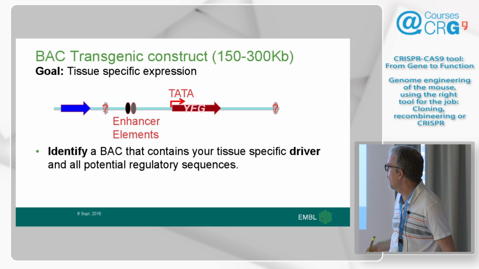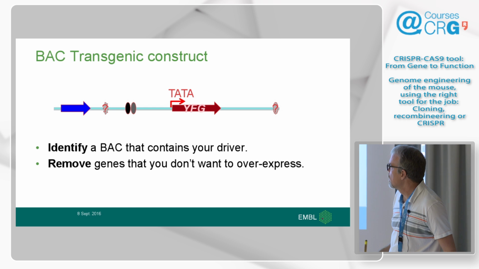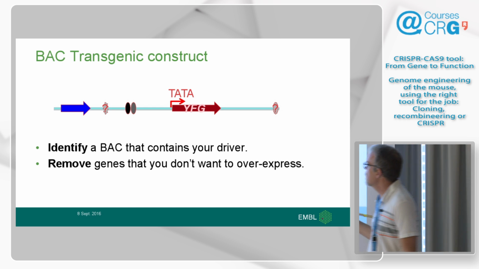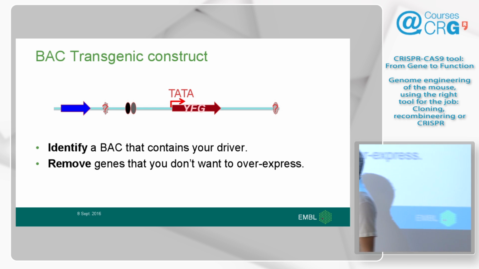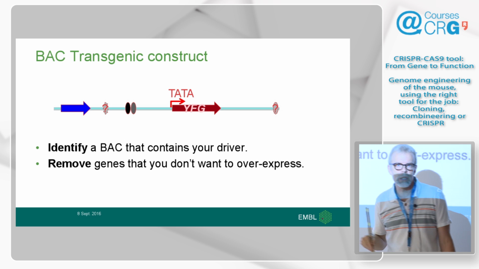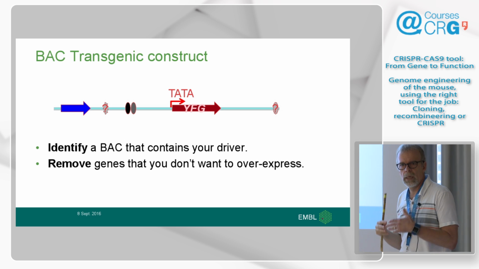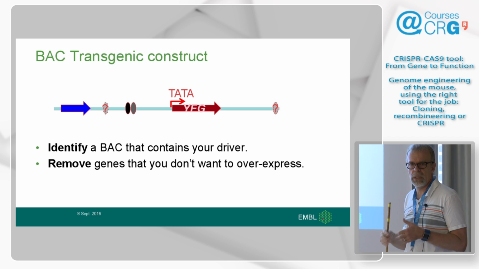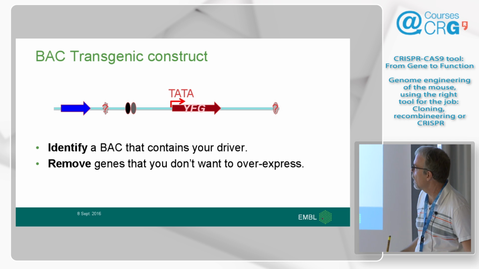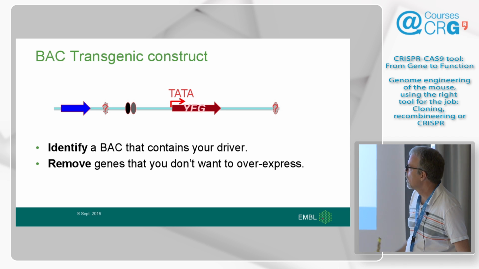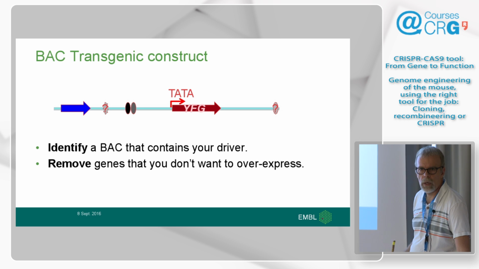They're all listed online. Find the one that has the right tissue-specific driver. And then it turns out in this case we looked and there's a gene over here that when it's overexpressed causes problems. And so I'm a little worried about that. Maybe this might go up to 10 copies and I really don't want to have 10 copies of that gene. So I can get rid of it on the BAC. Just delete that.